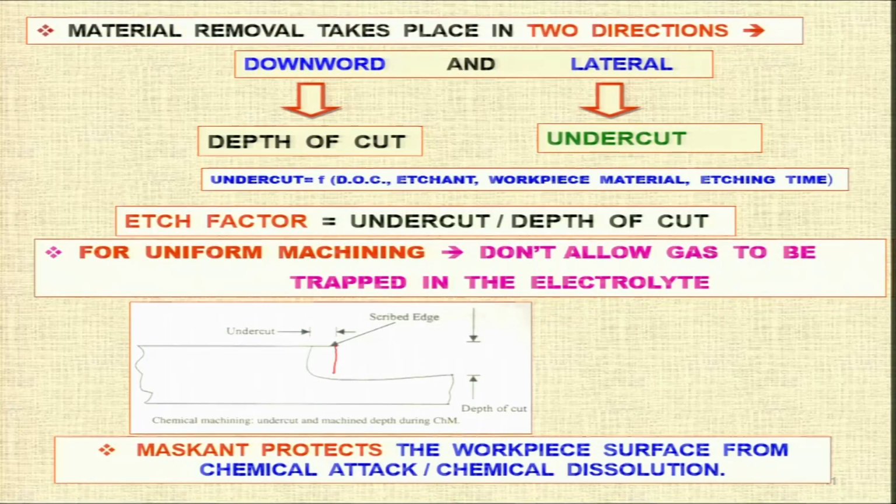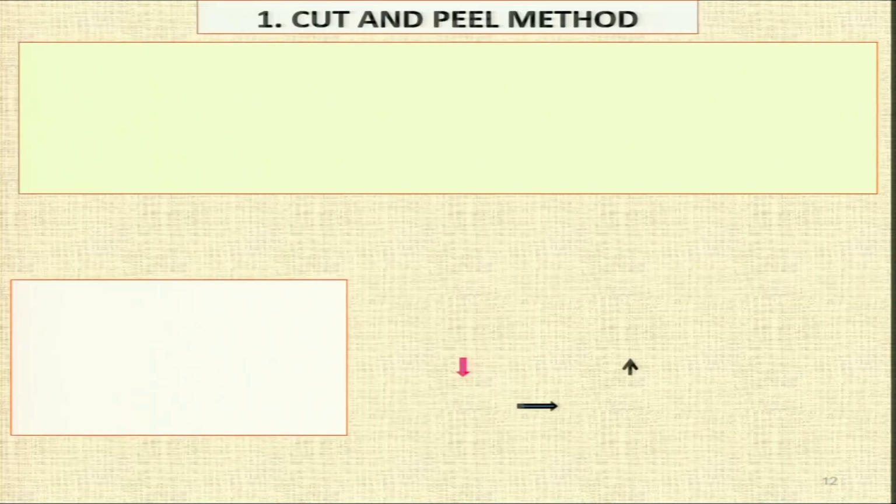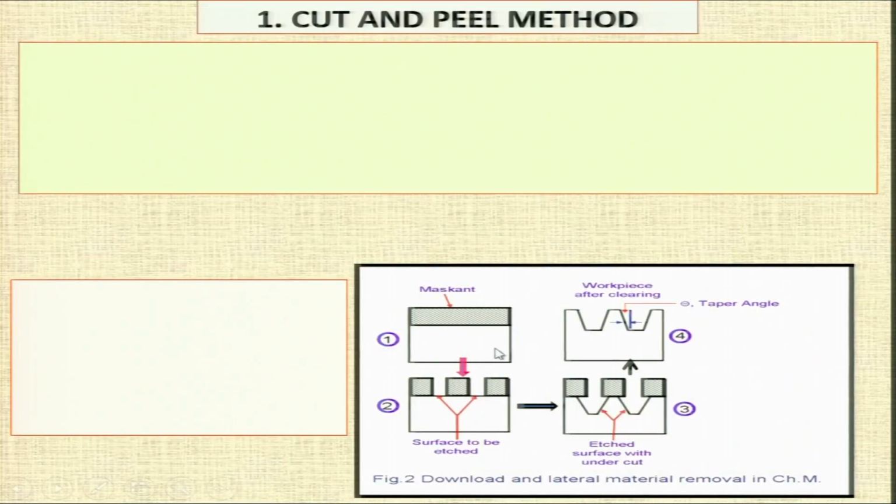Maskant protects the workpiece surface from chemical attack and chemical dissolution. Cut and peel method, we have seen: this is the maskant, this is the workpiece. Now remove the maskant from the portion where you want to do the machining. So the maskant has been removed from this part as well as from this part, from here as well as from here. This is the surface to be etched.